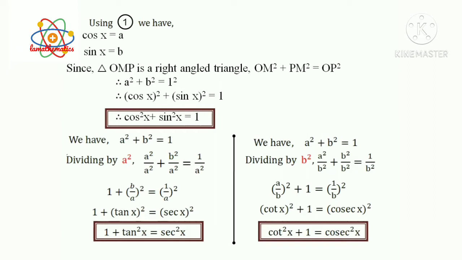Therefore, cos square x plus sin square x equal to 1, 1 plus tan square x equal to sec square x, cot square x plus 1 equal to cosec square x.